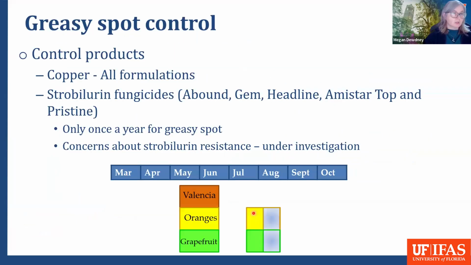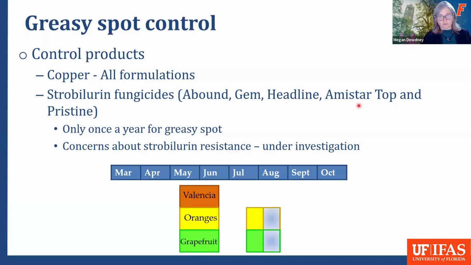rind blotch. So looking at greasy spot management, our control products, really copper of all formulations, I think will work. We do have the strobilurin fungicides. I would suggest caution for just a straight strobe, just in general. These fungicides are starting to sort of wear out their welcome. We're seeing more and more resistance problems here and there, in all kinds of systems, and citrus will be no different. So those are Abound, Gem, and Headline. These are all straight products.